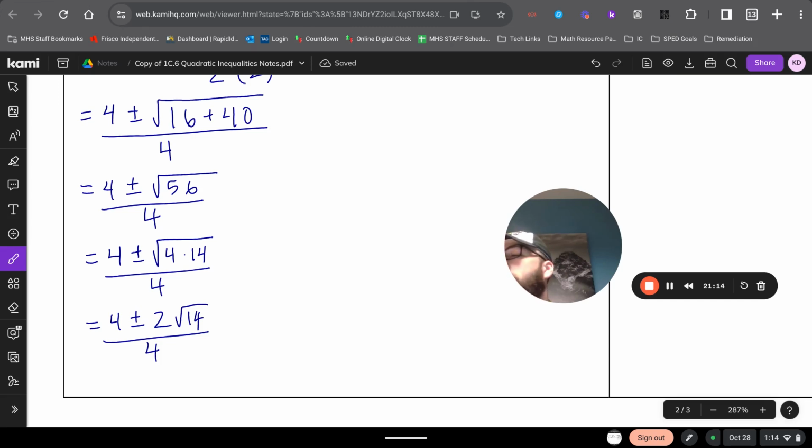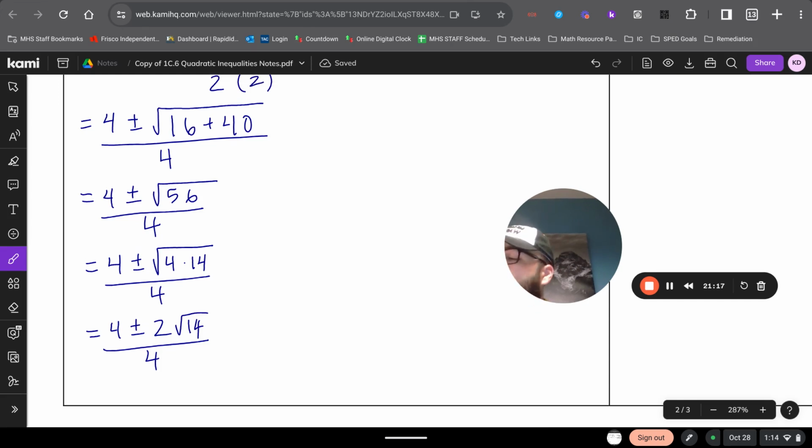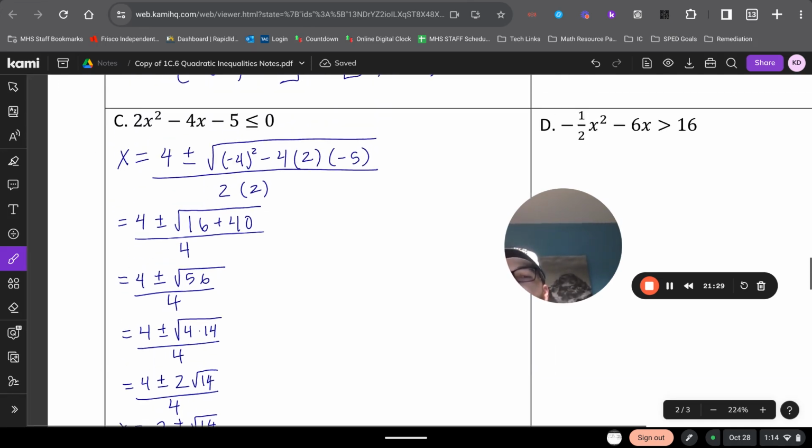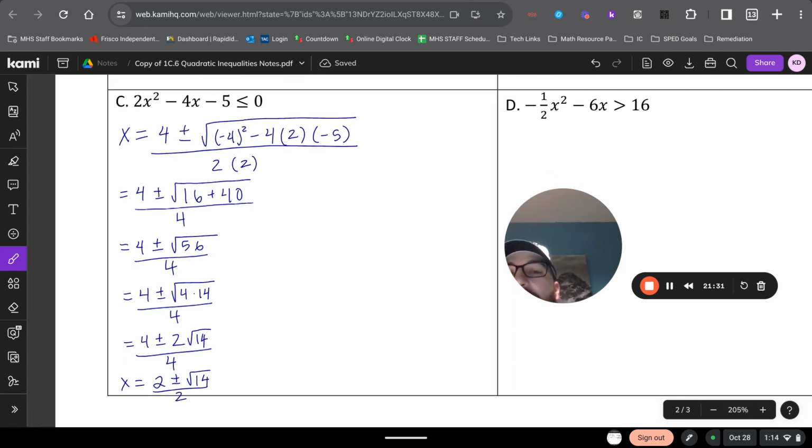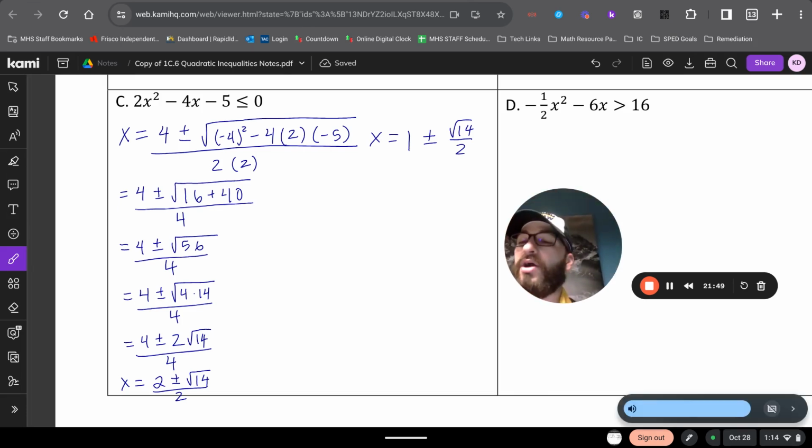4, 2, and 4 are all divisible by 2, so that would give me x is equal to 2 plus or minus the square root of 14 divided by 2. And of course, we could leave it like that, or we could simplify it to x is equal to 1 plus or minus the square root of 14 over 2. Either way would be fine. Okay, so now that we have our x solutions, because it's plus or minus, we have everything we need to go ahead and set up our number line.